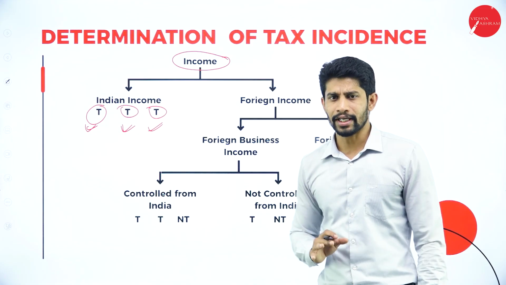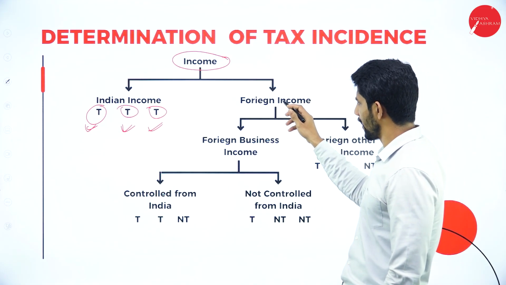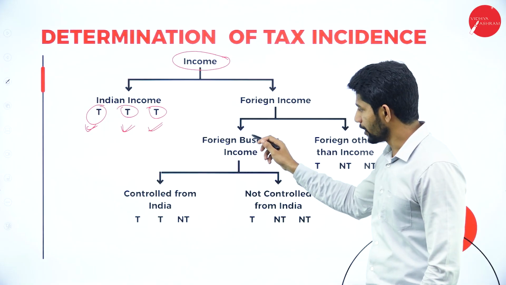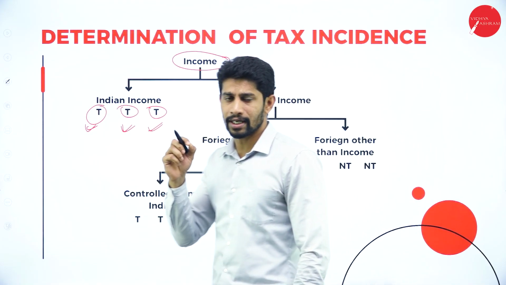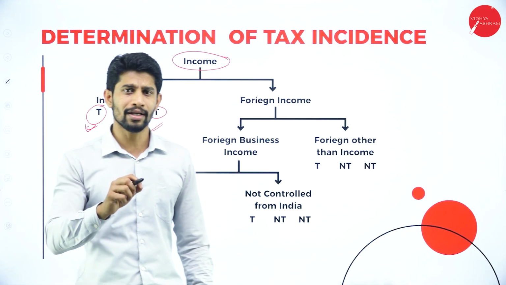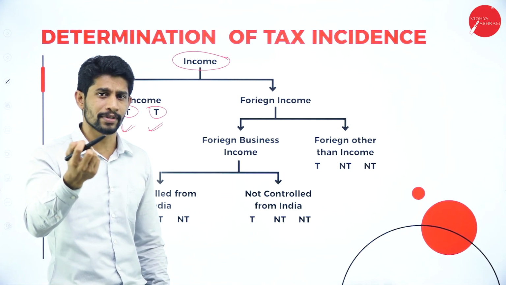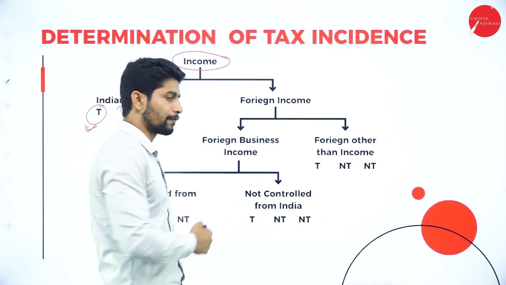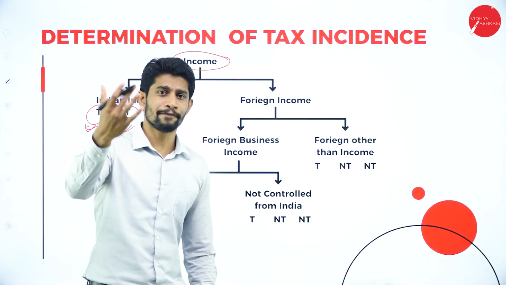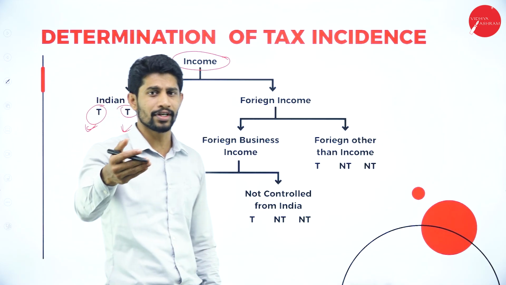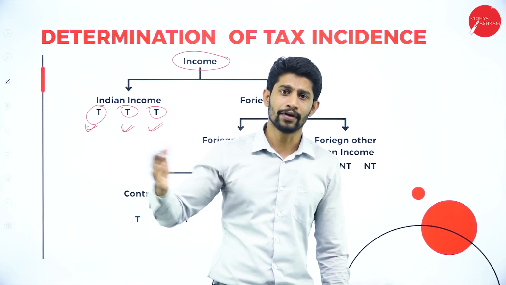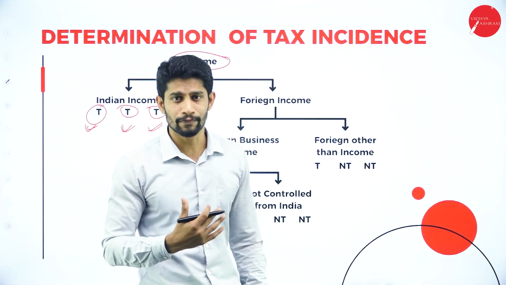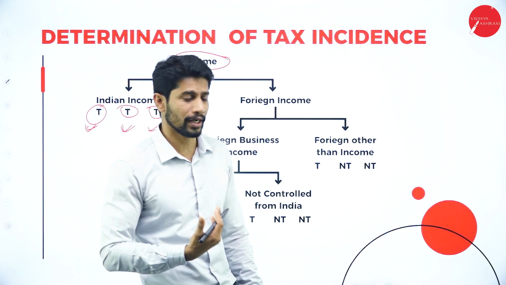Next, if you are earning any foreign income, then again we are going to divide the foreign income into two: foreign business and foreign other than business. If they particularly mention that the income was received from foreign business, then the treatment is different. If they receive other than foreign business income, like dividend received or interest received or any kind of amount received from foreign, as a gift they are going to receive from foreign.